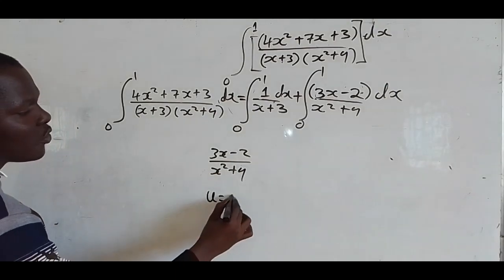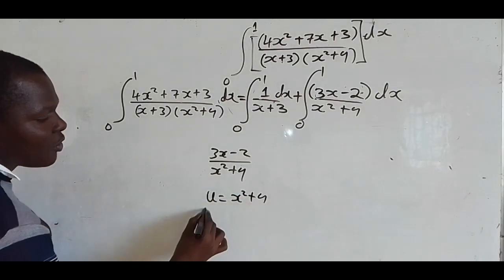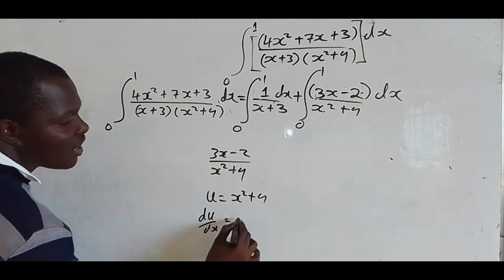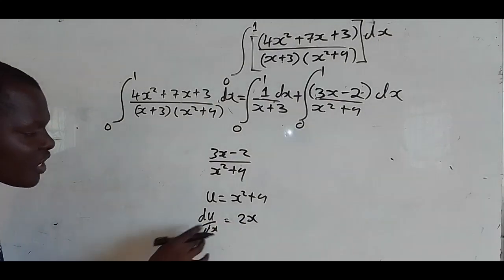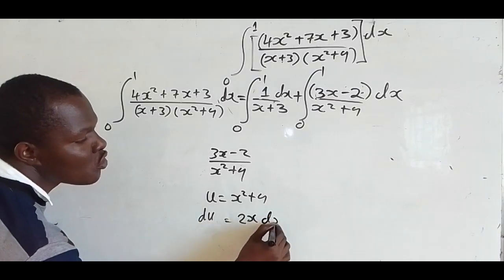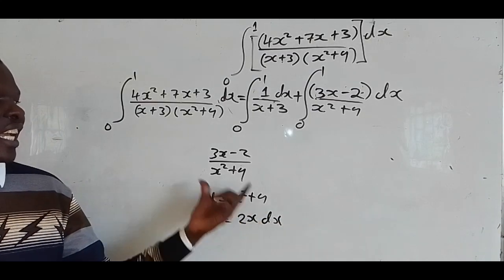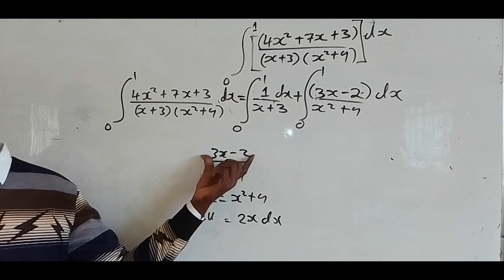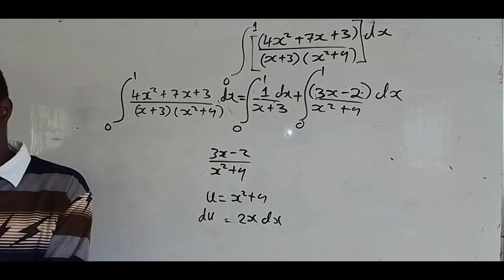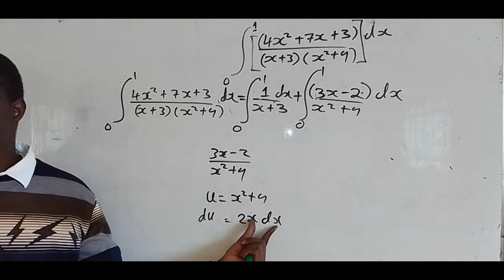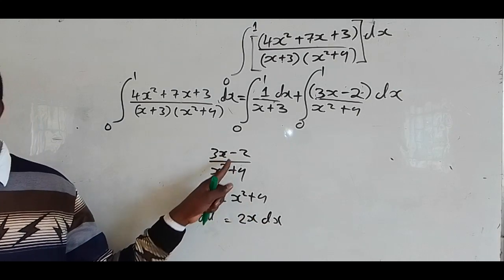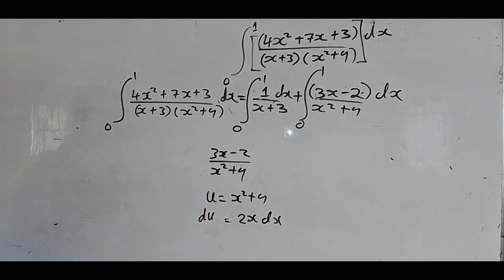Remember, if you let u be x squared plus 9, if you differentiate u with respect to x, you will get 2x. So if you take dx the other side, you remain with du equals 2x dx. You can see 2x dx is not what is in the numerator. Are we together? So that means, when it is not what is in the numerator, you have to separate this. And this is how you separate.